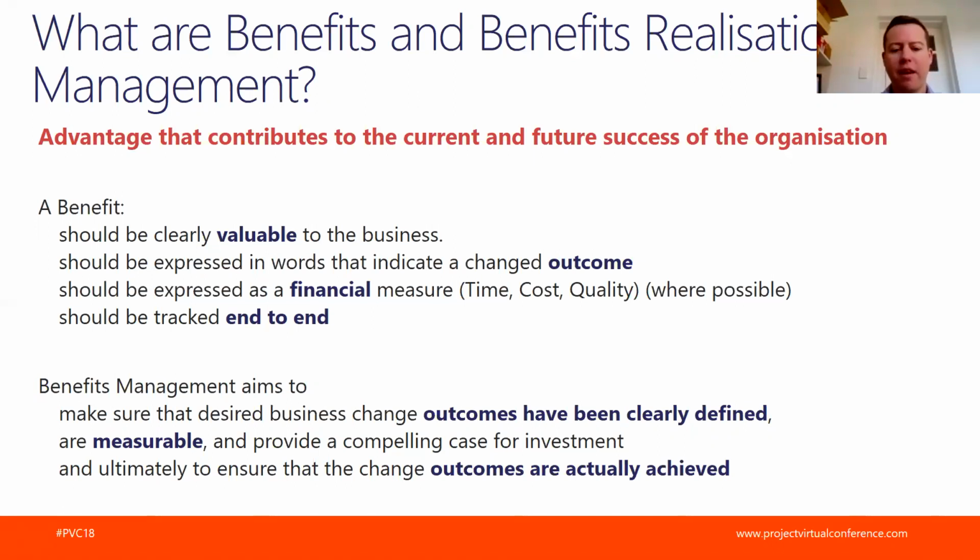Then benefits management itself, which is the overarching management framework, is here to make sure that the outcomes have been clearly defined at the beginning during the business case, that they are measurable, and that they provide a compelling case for investment. This is really to enforce management to understand what they are putting their money into. And ultimately, you want to ensure that the outcome has actually been achieved. So after a project has finished, you want to be sure that the benefit has been realized, what we call benefit realization.